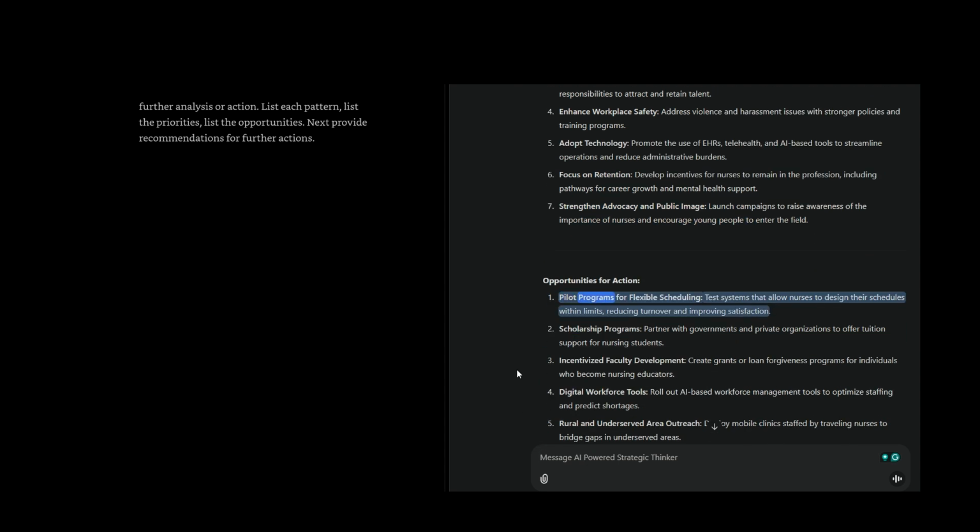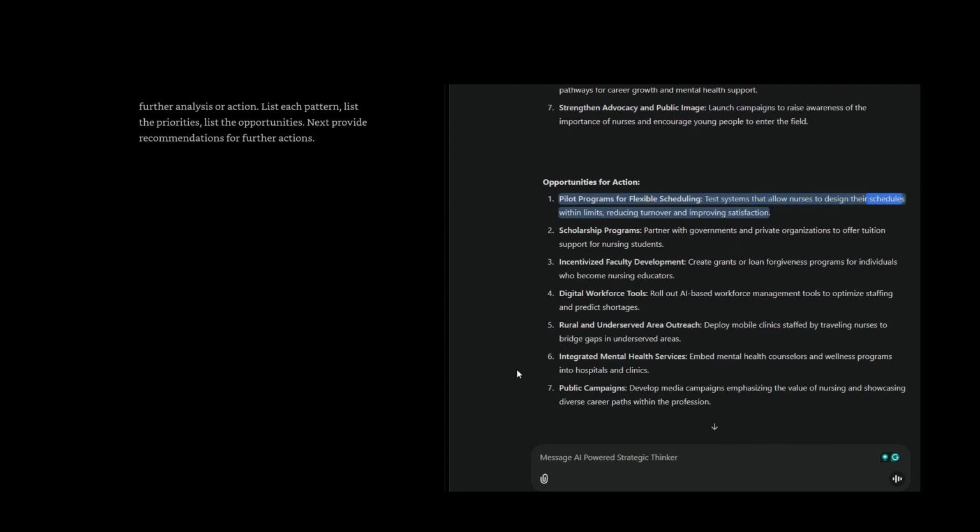Opportunities for action. Pilot programs for flexible scheduling: test systems that allow nurses to design their schedules within limits, reducing turnover and improving satisfaction. Scholarship programs: partner with governments and private organizations to offer tuition support for nursing students. Incentivized faculty development: create grants or loan forgiveness programs for individuals who become nursing educators. Digital workforce tools: roll out AI-based workforce management tools to optimize staffing and predict shortages.